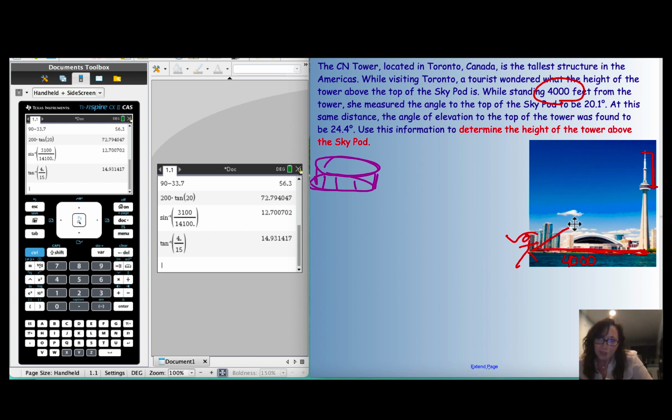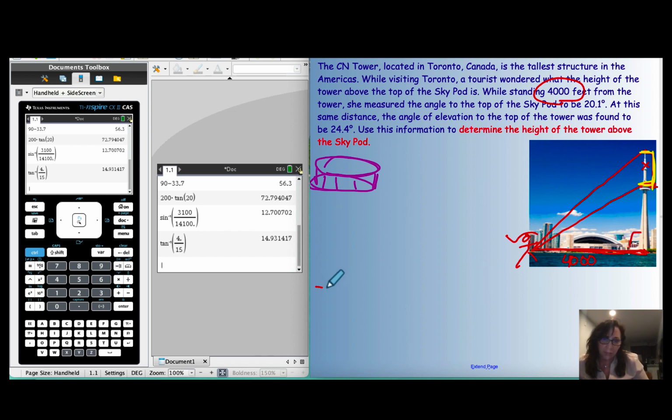And so we have actually two triangles. We have a triangle to the sky pod, and we have a triangle to the top of the tower. They want this length from here to here. That's what we want. And so what we need to do is use two triangles.